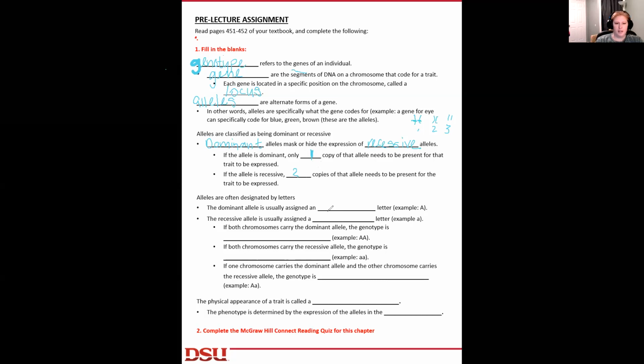Alleles are often designated by letters. The dominant allele is usually assigned a capital letter or an uppercase letter. Okay, and the letter doesn't really matter what's picked, usually just something that's not easy to confuse with its lowercase version, because the recessive allele is given the lowercase. Okay, if both chromosomes carry the dominant allele, the genotype is called homozygous dominant.